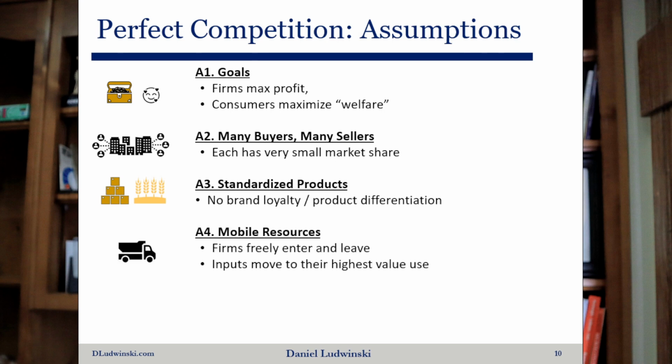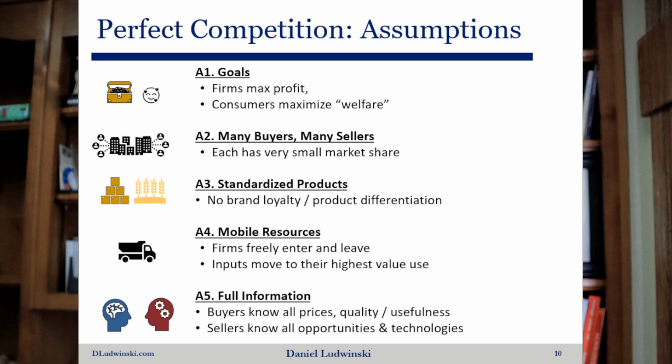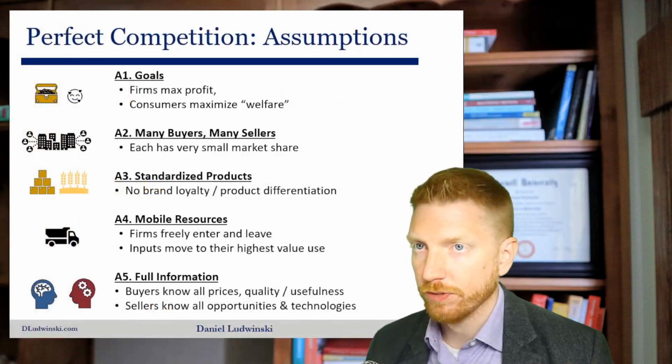The fourth assumption is that they are mobile resources. This means that firms can freely enter and leave, and that inputs are moving to their highest valued use. And then the final assumption is that we have full information, meaning that buyers know all of the prices, sellers know about the quality of their own goods, and opportunities elsewhere. So everything is known here. Information is not a challenge or a difficulty.